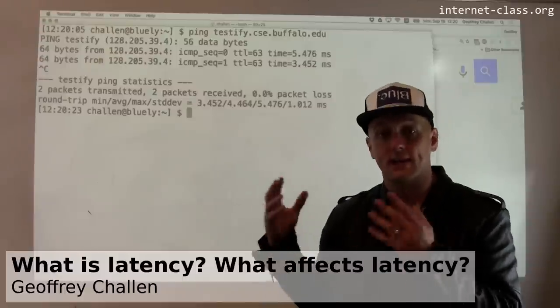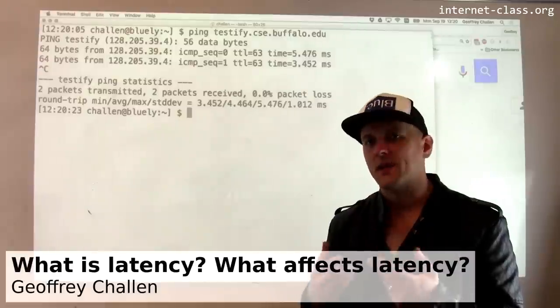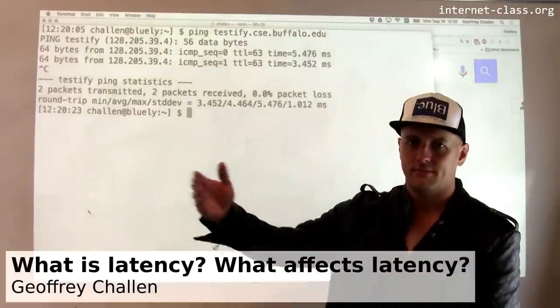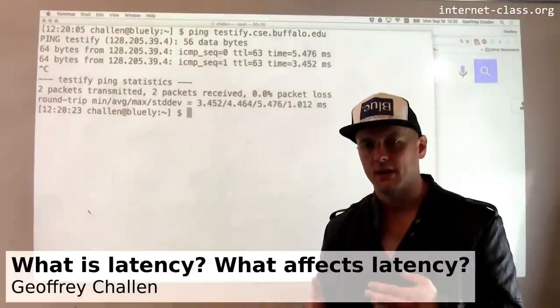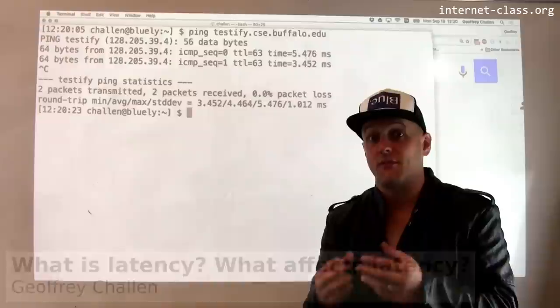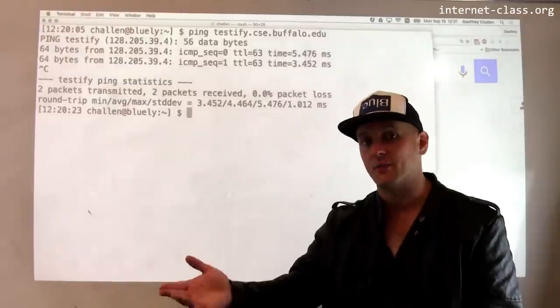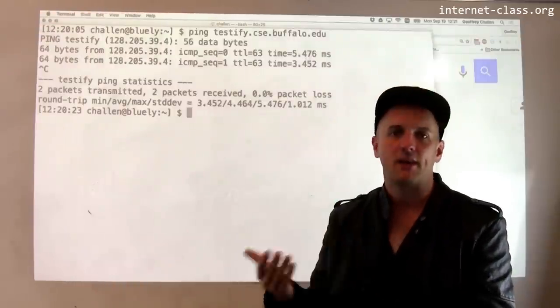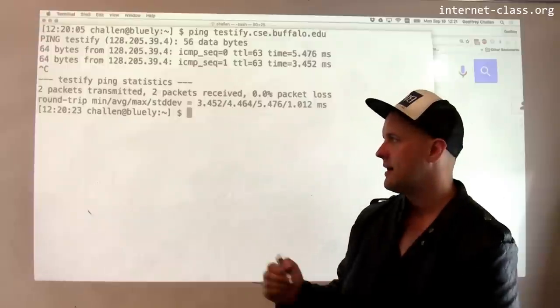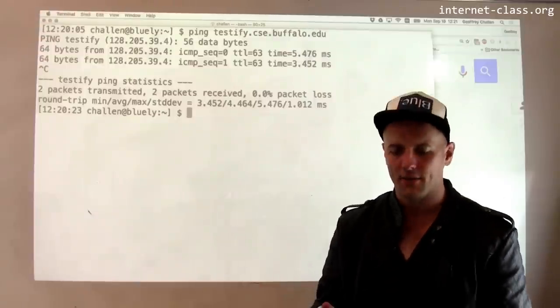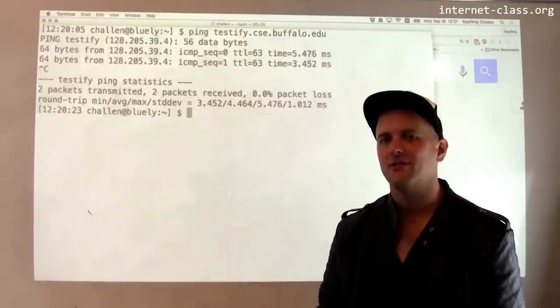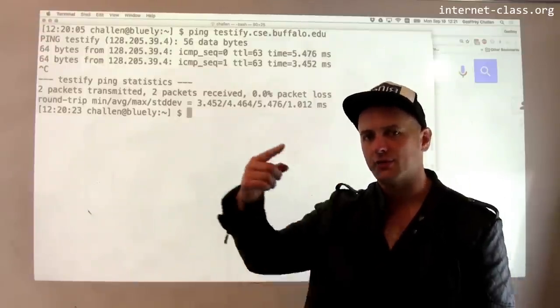What affects latency online? The speed of light plays a role. So that's the limiting factor. If you want to know the fastest possible connection you could have from one place to another online, the speed of light is your guide. As a rough back-of-the-envelope calculation, it takes about 100 milliseconds for light to circle the Earth.